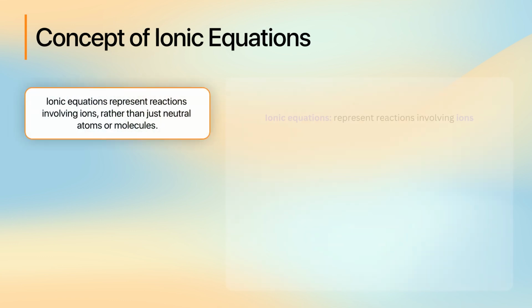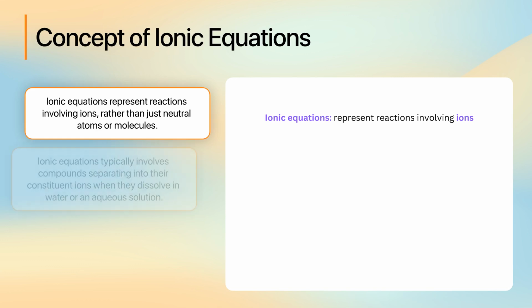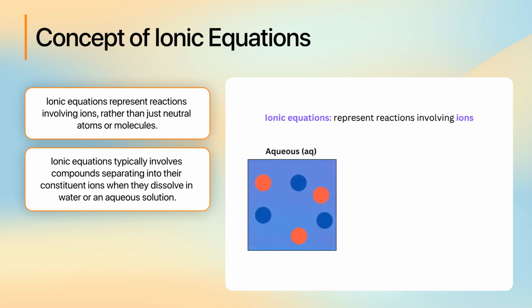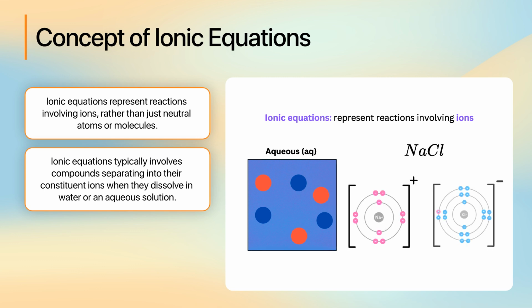Ionic equations specifically represent reactions involving ions, rather than just neutral atoms or molecules. They allow us to focus on the key players in a reaction, presenting a clearer picture of what happens at the ionic level. An ionic equation typically involves compounds separating into their constituent ions when they dissolve in water or an aqueous solution. For example, when sodium chloride dissolves in water, it dissociates into sodium ions and chloride ions.